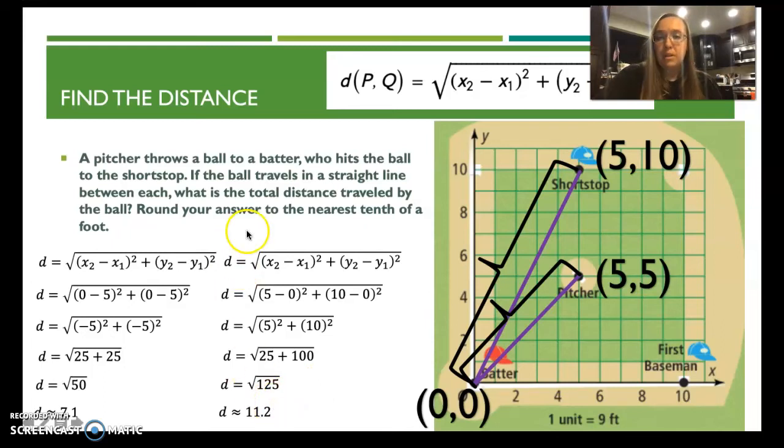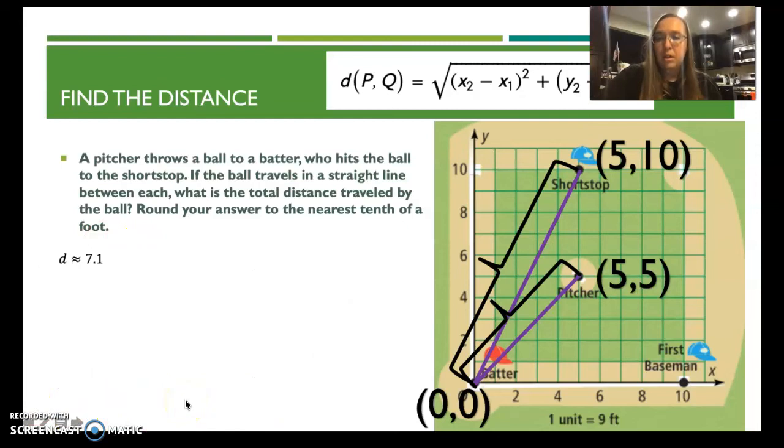Of course not, because it asked us to find the total distance traveled, rounded to the nearest tenth of a foot. These two numbers, these are not in feet. These are in units, are they not? These are in units. And what do we learn from the key of our picture here? That 1 unit is equal to 9 feet.